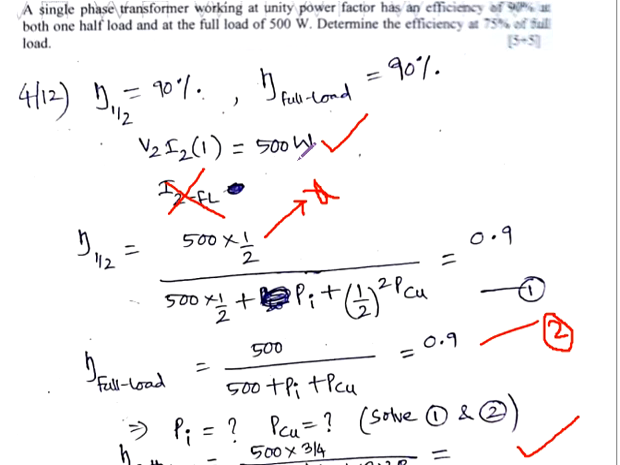Now we will go for the efficiency at half load, which will be equal to 500 into half, where half is the x in the generalized expression, divided by 500 into half plus Pi plus half square into PCU. Here PCU is the full load copper loss, and Pi is the iron loss, which is constant for any load in a transformer. So this will be equal to 0.9. This is equation 1.